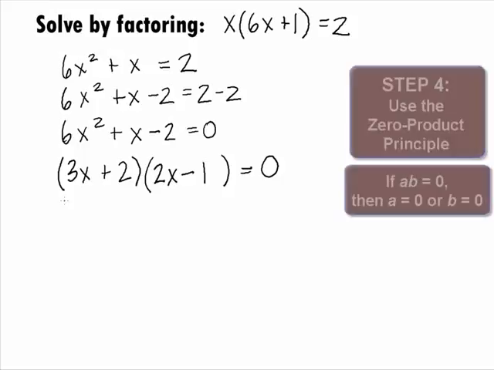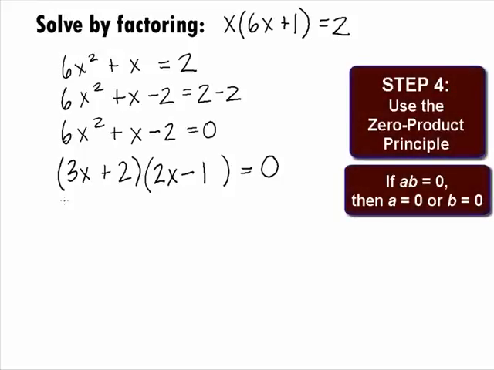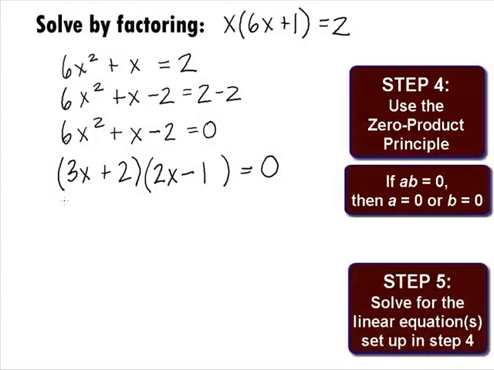In step 4, we want to use the zero product principle. This principle states that if you have a product of two factors set equal to 0, then the solution can be found by setting each separate factor equal to 0. We will also go into step 5, which is to solve the linear equations set up in step 4.